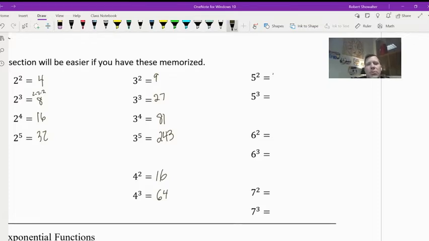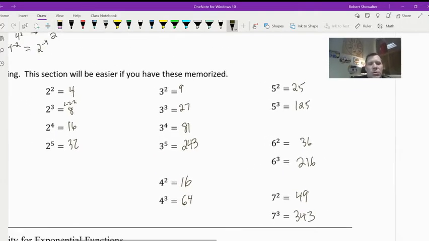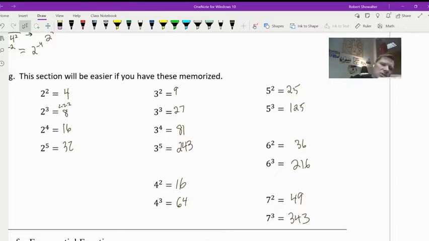5 to the second is going to be 25. 5 to the third is going to be 125. Okay, 6 to the second: 6 times 6 is going to be 36. Times 6 again, which would make it 6 to the third, is 216. So 7 squared, 49. 49 times 7, or 7 to the third, is going to be 343. Okay, so we're going to kind of use those. You'll get those probably on a cheat sheet while you do this.